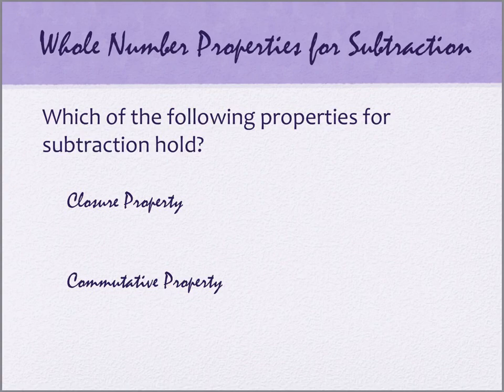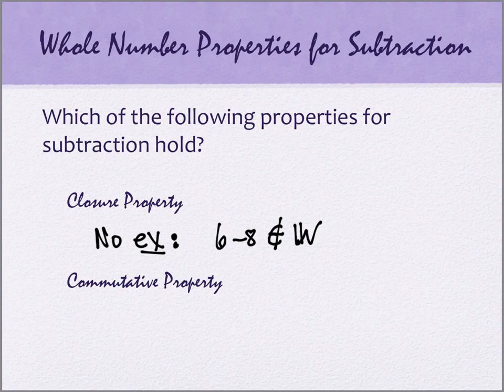Katie says no. Why not? Can you give me an example? 8 minus 6. Try again. Oh, 6 minus 8, sorry. There we go. That'll work. 6 minus 8. So 6 minus 8 is not an element of the whole numbers, right? I get a negative. I don't get a whole number. So closure with subtraction with whole numbers doesn't work.